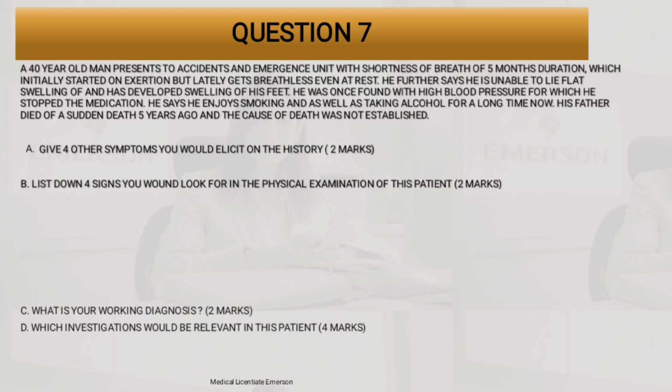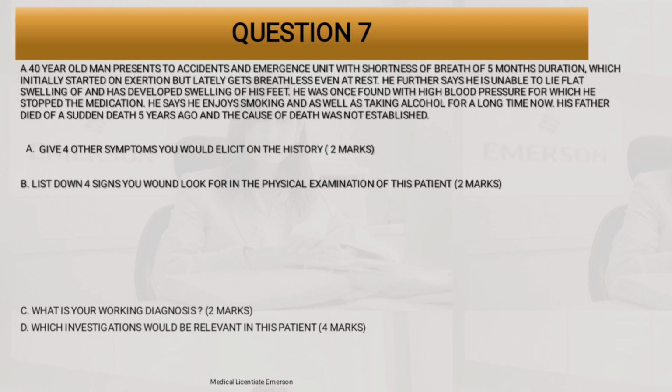So this is a 40-year-old man who presented to our A&E unit with shortness of breath of 5 months duration, which initially started on exertion but lately he gets breathless even at rest. He further says he is unable to lie flat. Then he has also developed swelling of his feet, and he was once found with high blood pressure, for which he stopped the medication. He says he enjoys smoking as well as taking alcohol for a long time now. So his father died of a sudden death.